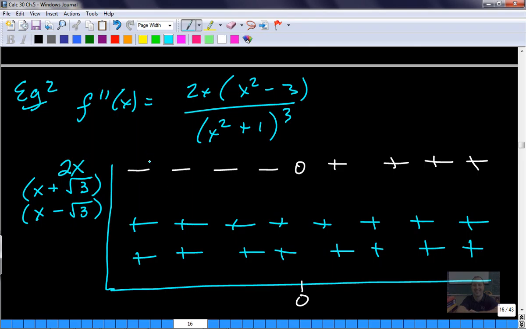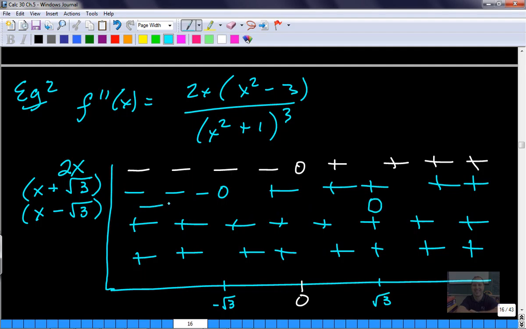Okay. Where is this 0? At x equals negative root 3. Negative ahead of that, positive after. Again, sign analysis here. This is 0 at x equals positive root 3. That's where it's 0. And sorry if you don't have enough room there all of a sudden. I just squished those two in there.